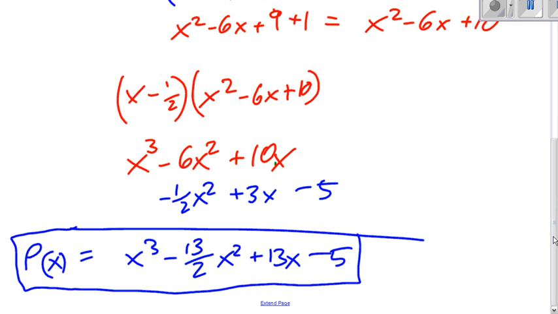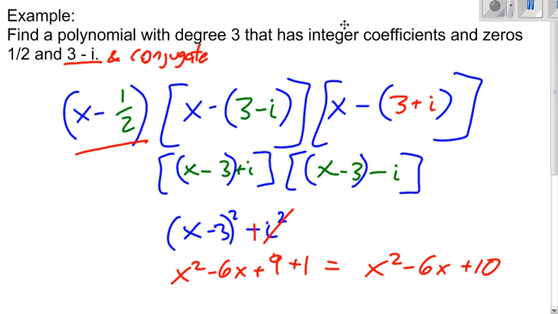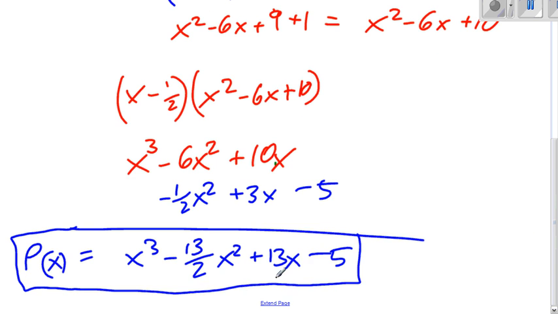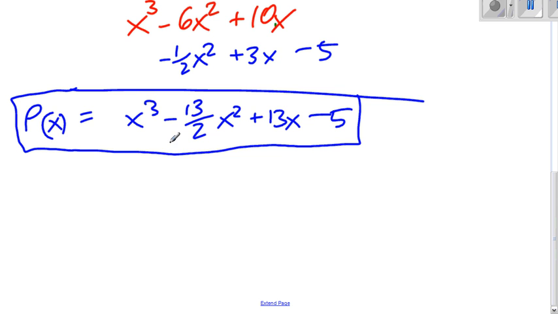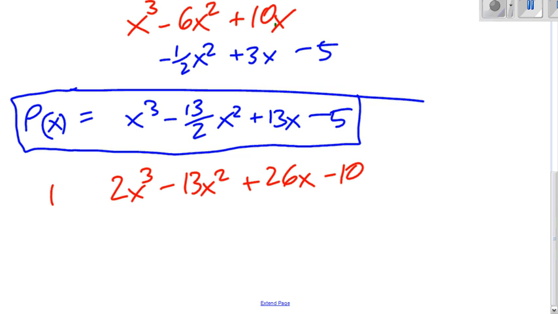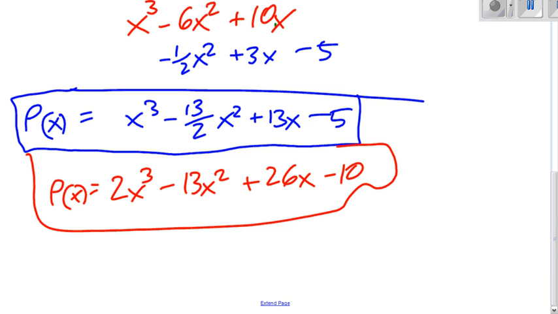Except the problem says integer coefficients, not just real. So we're not allowed to have any fractions here. So to get rid of the fractions, you just have to multiply everything by 2. So that would actually have to be 2x to the third minus 13x squared plus 26x minus 10. There's our final answer.